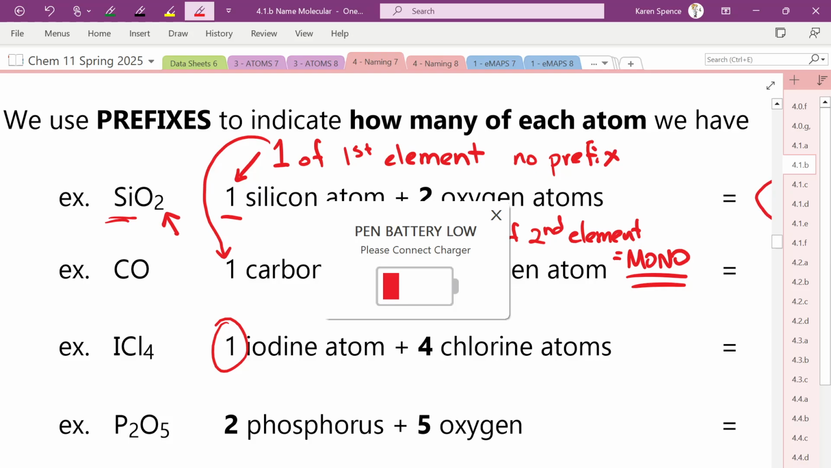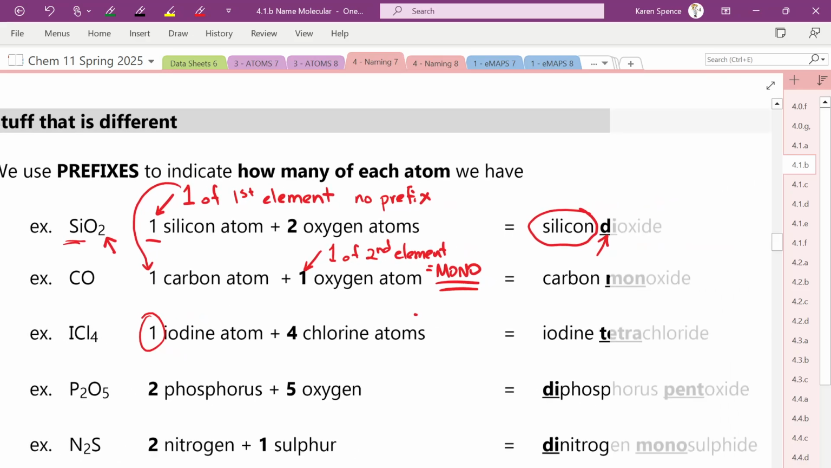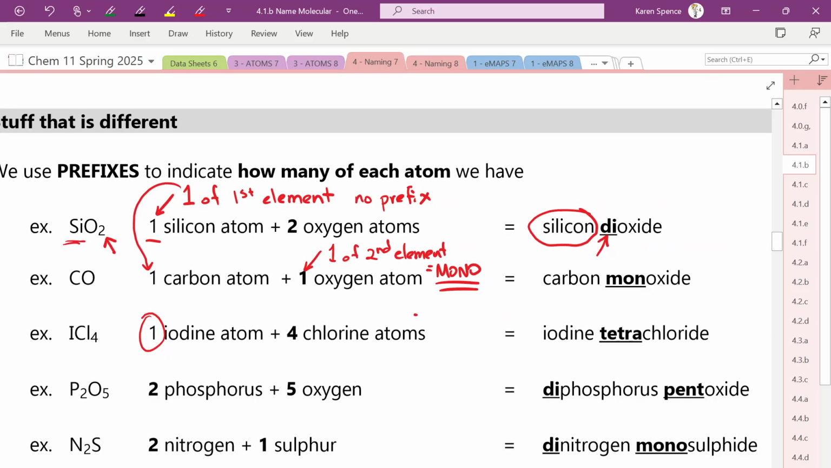We have one of the first words, so there's no mono. No mono on the first word. So it's just iodine. Okay, so in our previous example, no mono on first, mono on second.